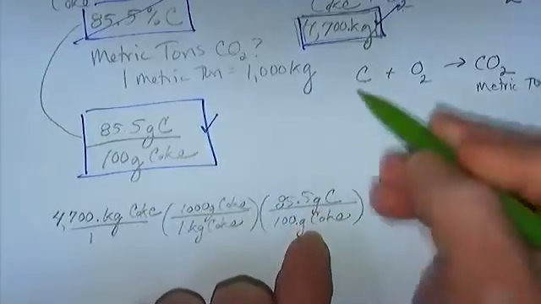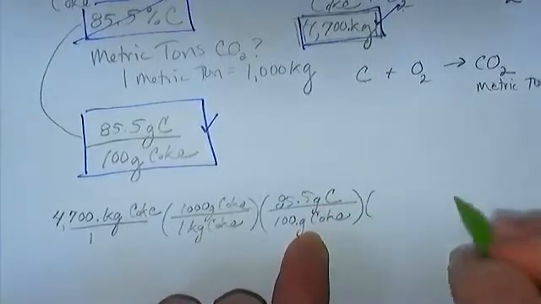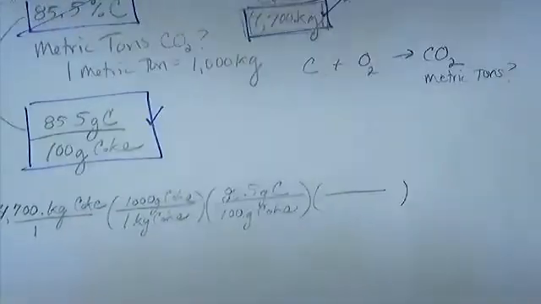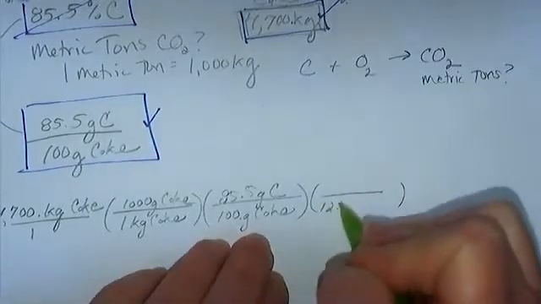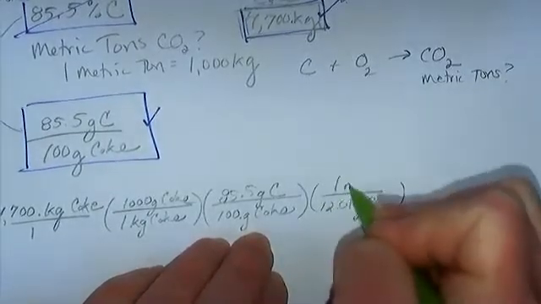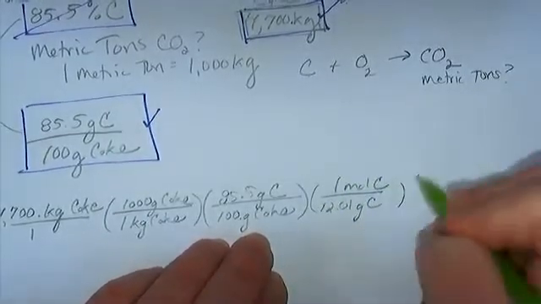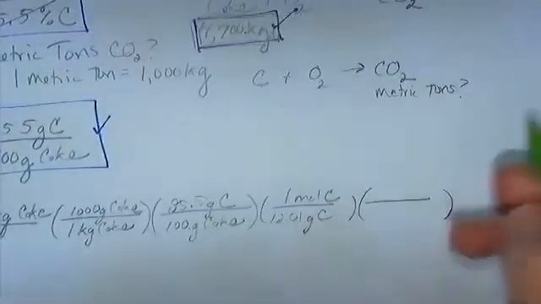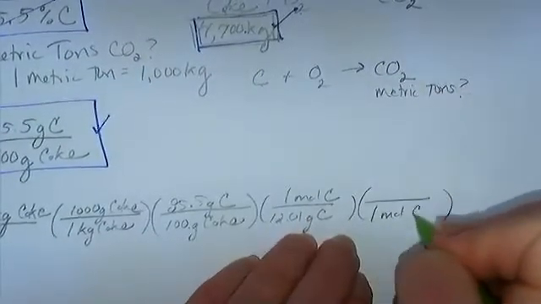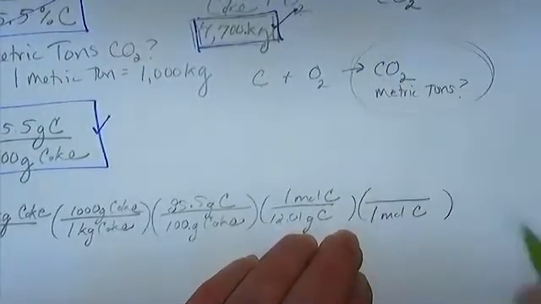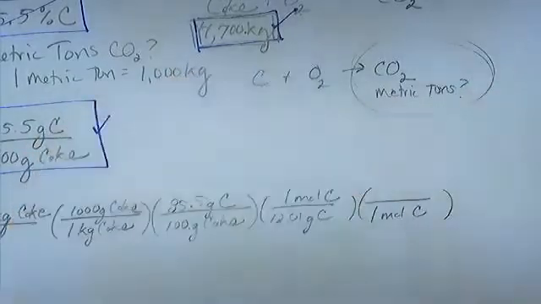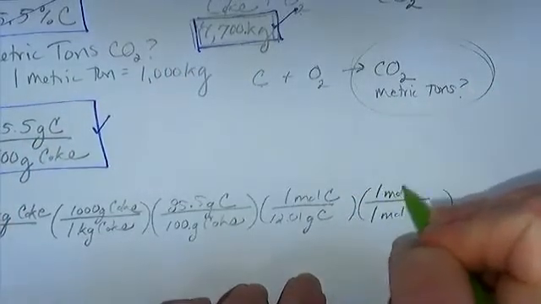Now we can get into our chemical reaction. There's 12.01 grams of carbon in every 1 mole of carbon. Nice. And per our reaction, every 1 mole of carbon, remember I'm looking for this, so I'm getting closer and closer, is 1 mole of CO2.